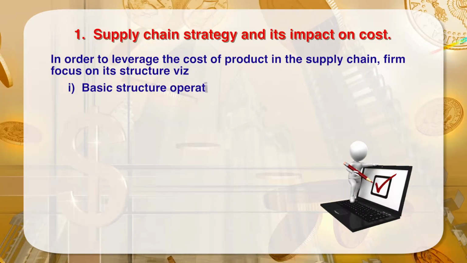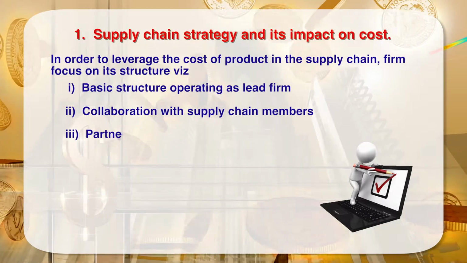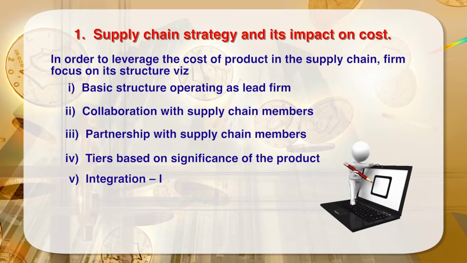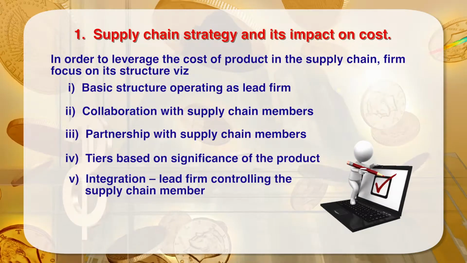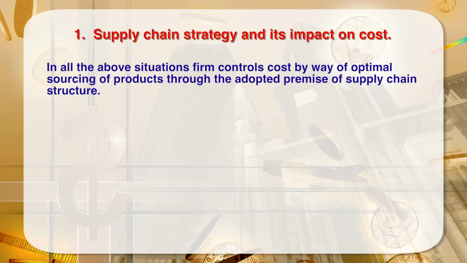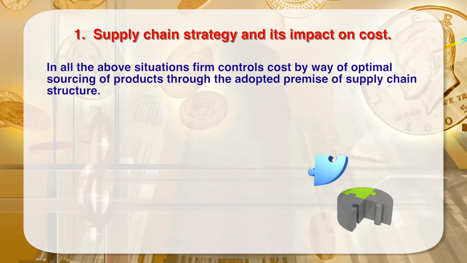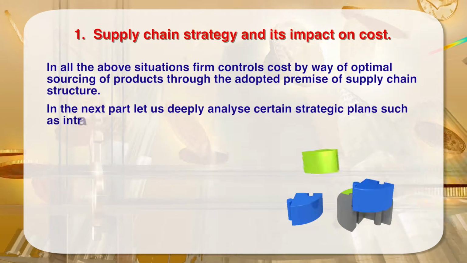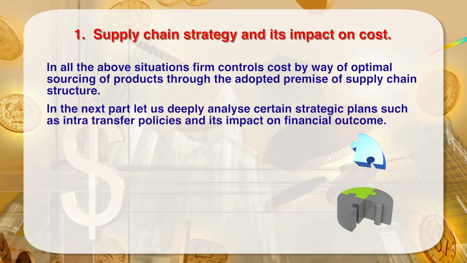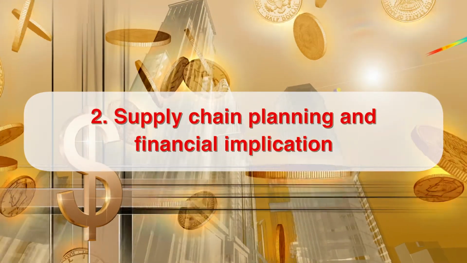with basic structure operating as lead firm, collaboration with supply chain members, partnership with supply chain members, tiers based on significance of the product, integration, lead firm controlling the supply chain member. In all the above situations, firm controls cost by way of optimal sourcing of products through the adopted premise of supply chain structure. In the next part, let us deeply analyze certain strategic plans such as intra-transfer policies and its impact on financial outcome. Supply chain planning and financial implication.